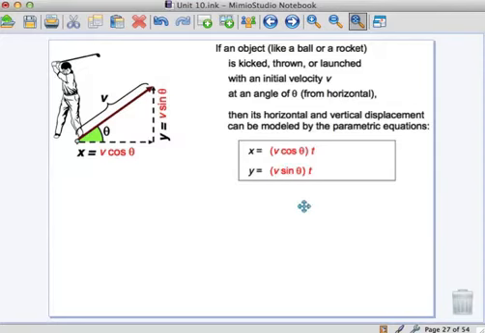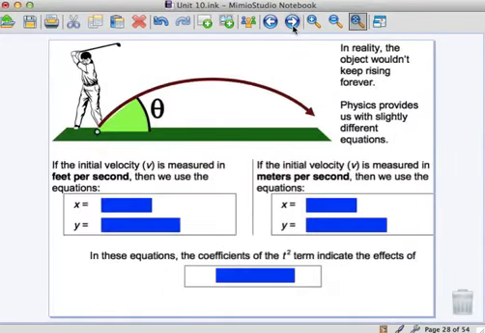Now the problem is that if an object goes up, it has to come down. Well, what makes it come down? Most of you remember physics and remember that gravity is going to pull whatever object is going up in the air, it's also going to pull it down. So we've got to change that formula a little bit, and it depends on our units of measurement.